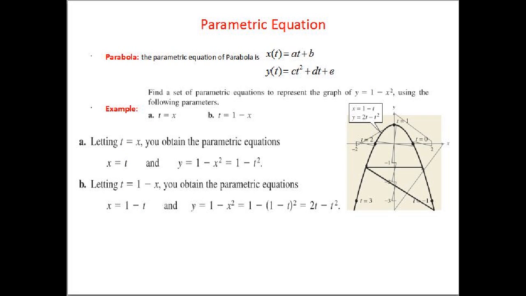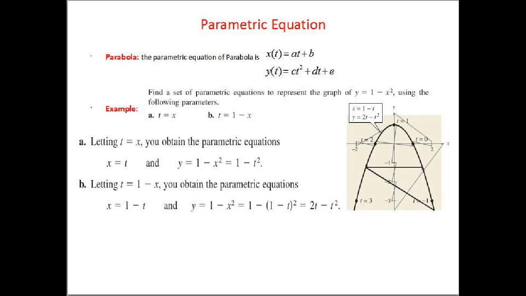The parametric equation of a parabola is x of t is equal to at plus b, and y of t is equal to ct squared plus dt plus e. In order for us to find the parametric equation, when given y is equal to 1 minus x squared, and given the following parameters, t is equal to x and t is equal to 1 minus x, we let t equal x, and that gives us x is equal to t, and plug that into the formula for y, and that gives us y is equal to 1 minus x squared, or 1 minus t squared.